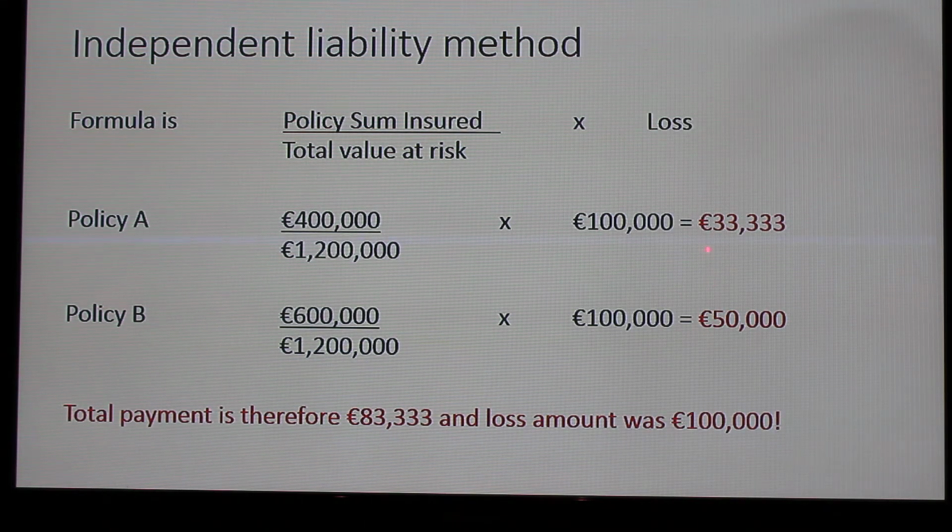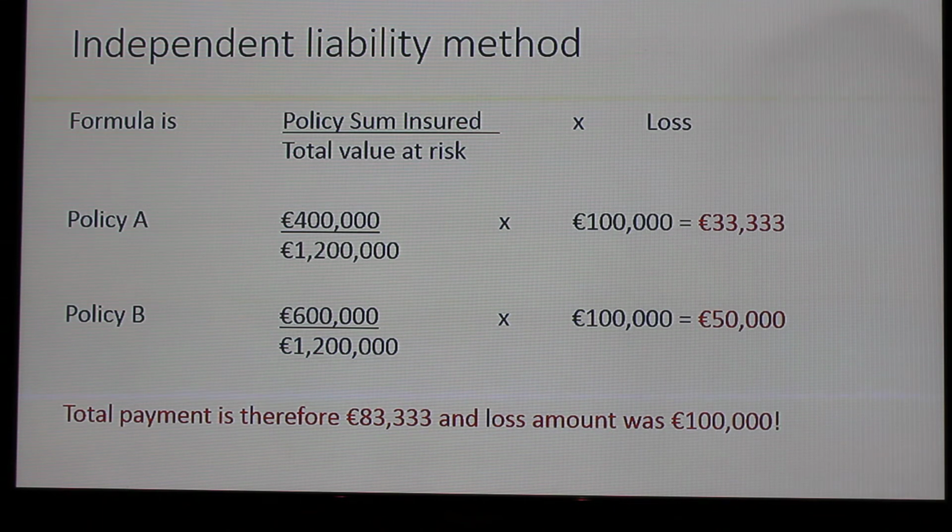So in total, both policies will pay out 83,333, and the loss amount was 100,000. So in these circumstances, the insured is left uninsured for the remaining 16,000 odd of the claim.